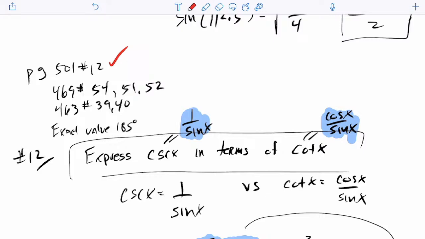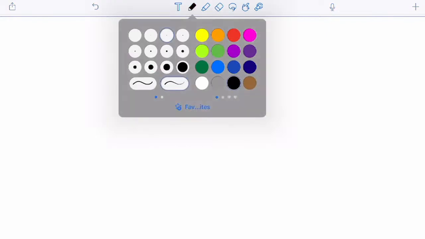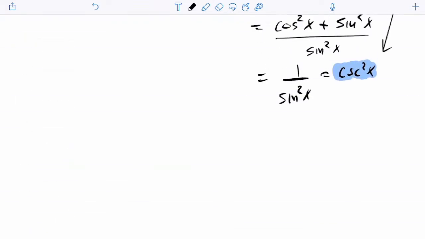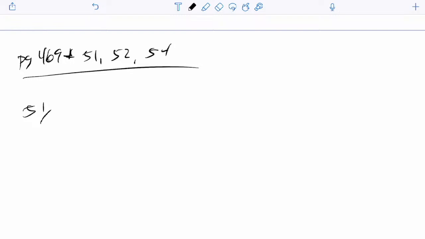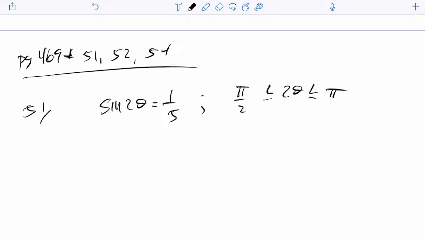469, 51, 52, and 54. Sure, let's look at those. I've already forgotten 51, 52, 54. So for 51 here, they want sine, cos, and tan.